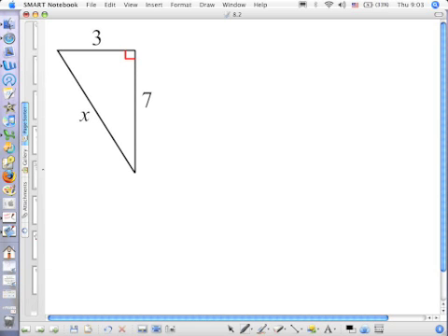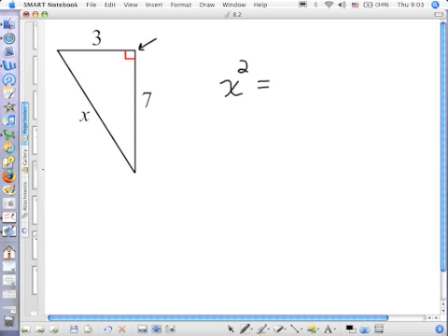Okay. In this right triangle, and by the way, we only know it's a right triangle because this has been identified as a right angle. You can never just assume that you have a right angle because it looks like it. Now, in this right triangle, the most important thing when you're using the Pythagorean theorem is that you identify the hypotenuse. Is 3, 7, or x the hypotenuse? X. So x squared goes by itself.